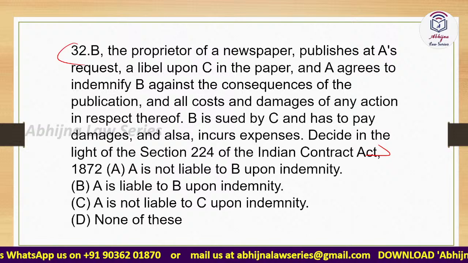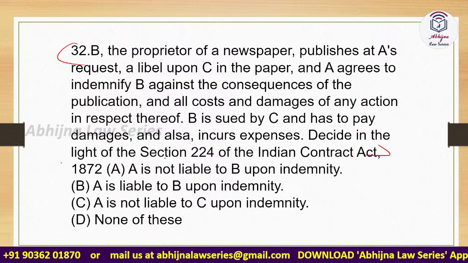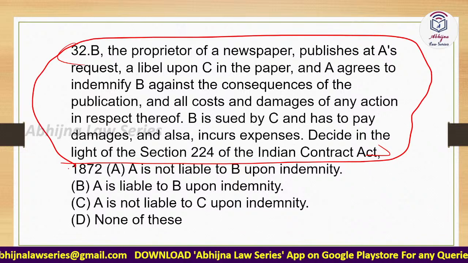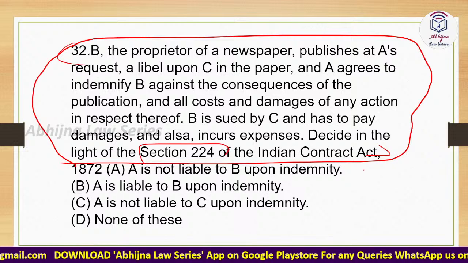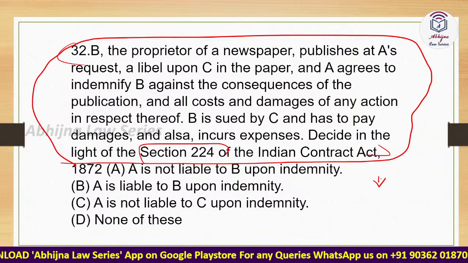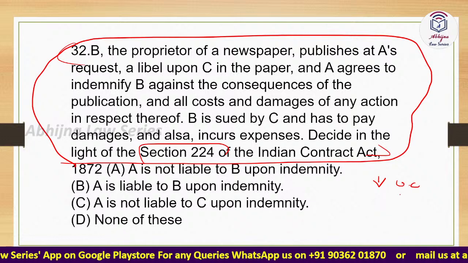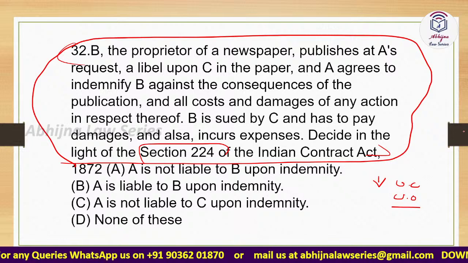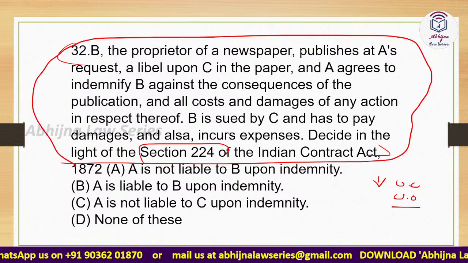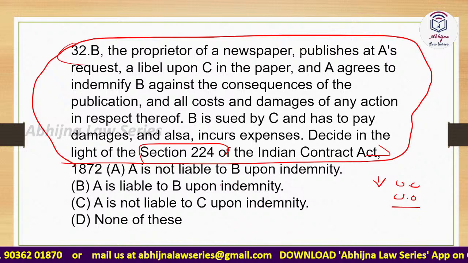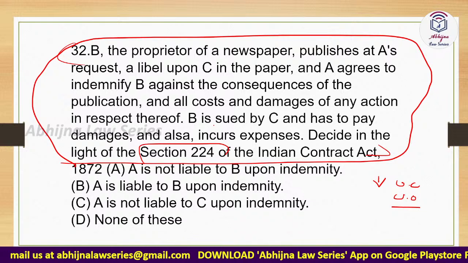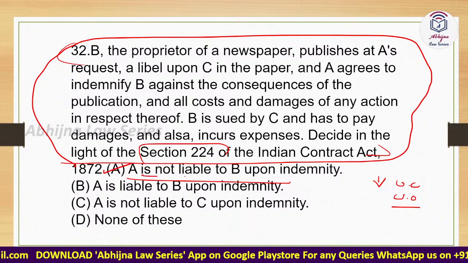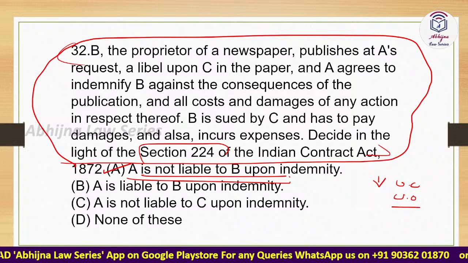So that was stated, but although he guarantees and promises to indemnify as per section 224, or even the basic principles of the contract, what does it say? Unlawful consideration, unlawful object, they do not form a proper agreement at all. So, A cannot be made liable to pay indemnity, because that is the basic rule. A is not liable to B upon any indemnity. So, A is the answer here.